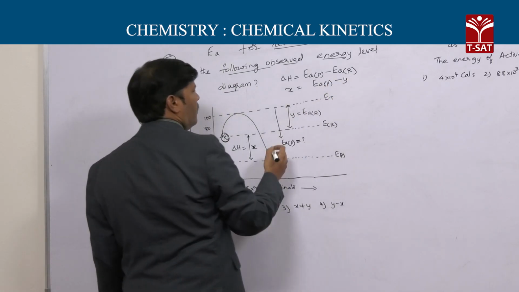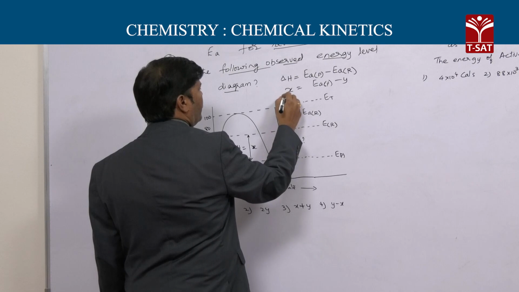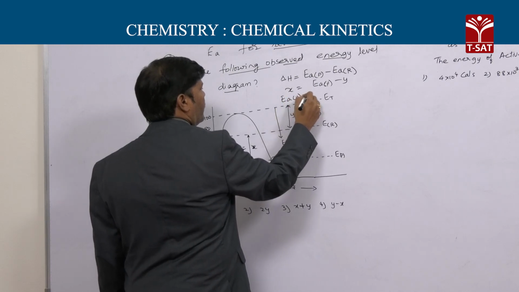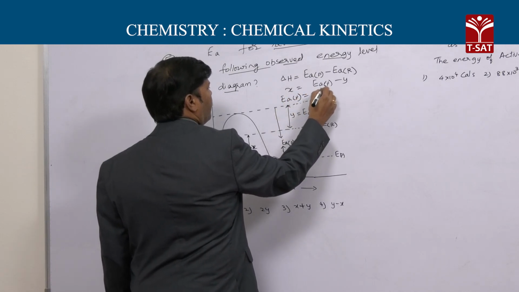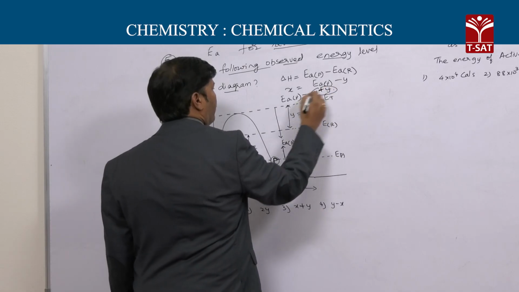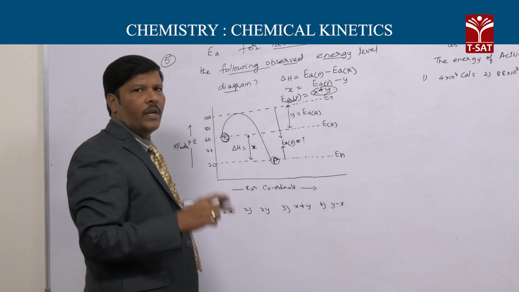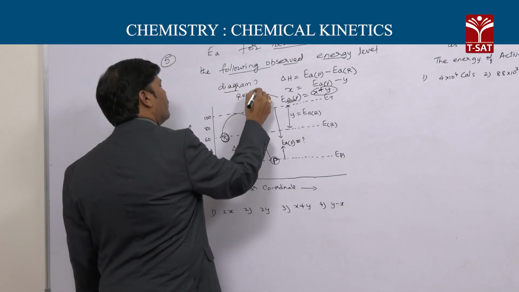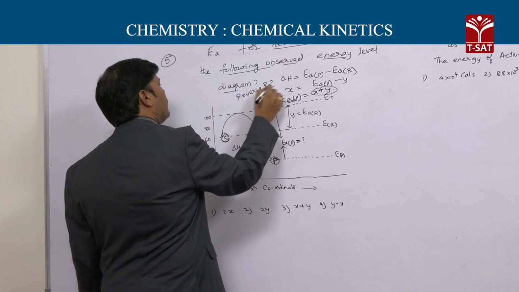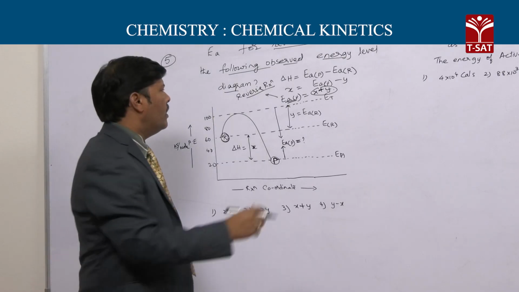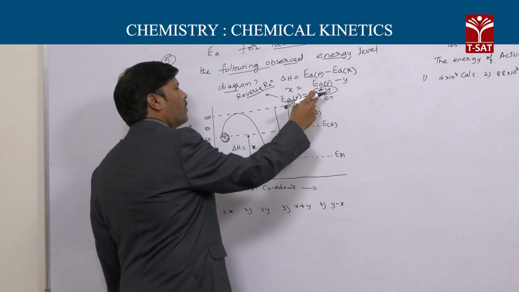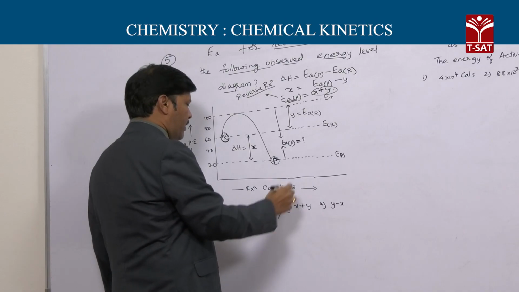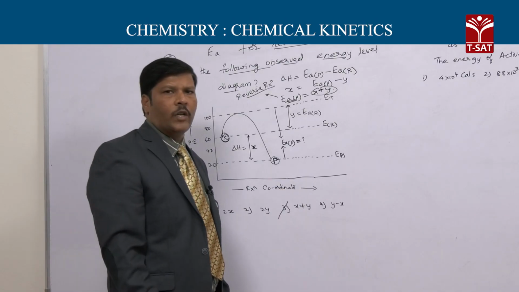So from this you can easily calculate the activation energy of the products, that is the reverse reaction, which is equal to X plus Y. So X plus Y is the activation energy of the products, and this is also the activation energy of the reverse reaction. Therefore you can take the third option as the correct option.